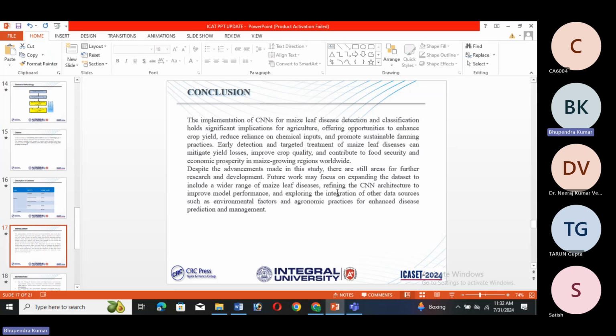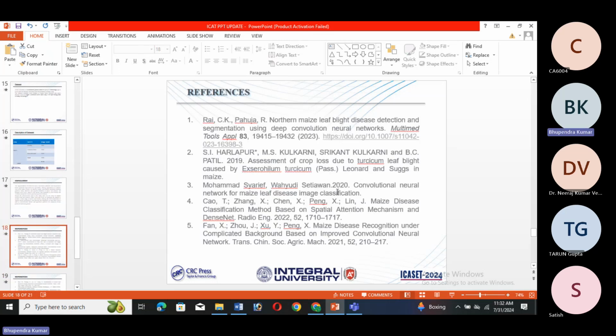This is the conclusion. The implementation of CNN for maize leaf disease detection and classification holds significant implications for agriculture, offering enhanced crop yield and reduced reliance on chemical inputs. Despite the advances made in this study, there are still areas for further work. And these are some references.